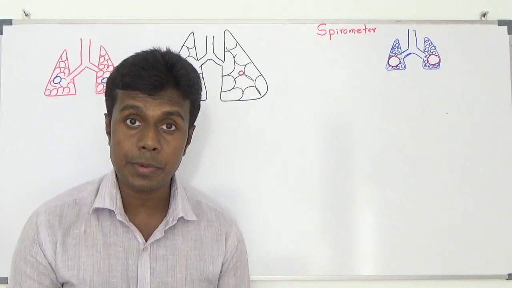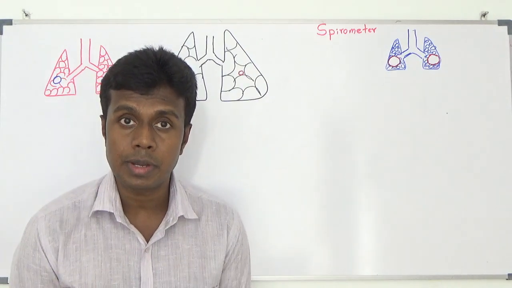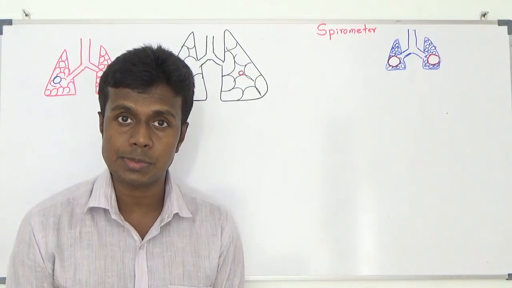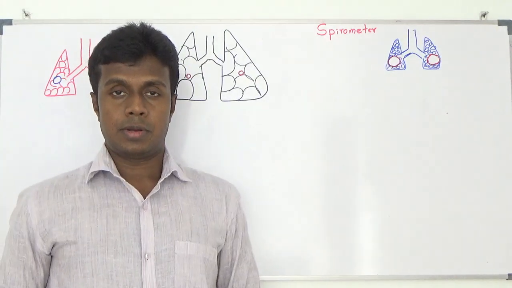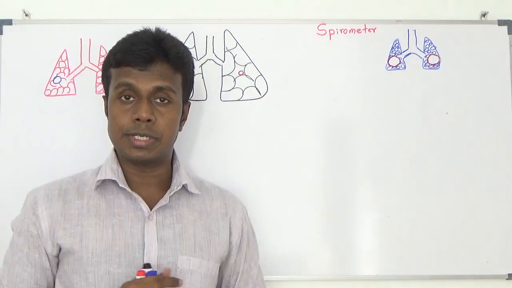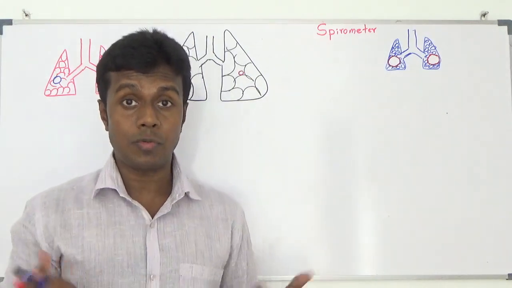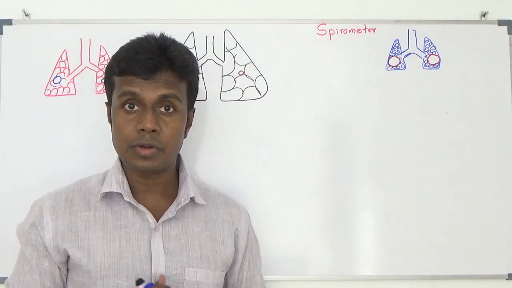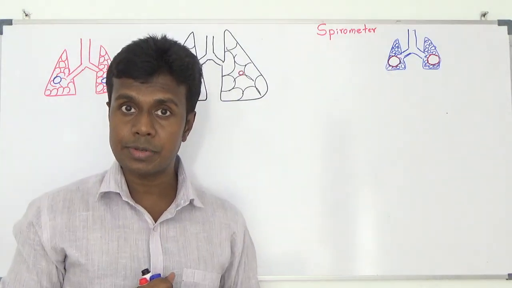I am going to start breathing from residual volume. I am going to take the maximum amount of air into my lung as much as possible. Now my lung is full of oxygen, not only oxygen, full of gas. Now my lung is full with gases. Now my total lung capacity is achieved.